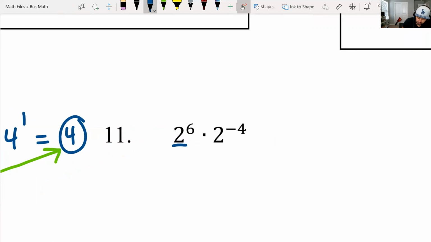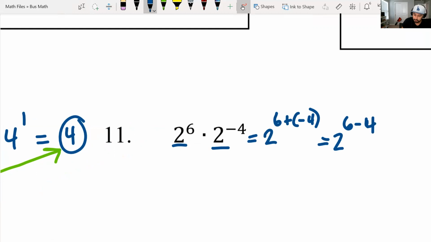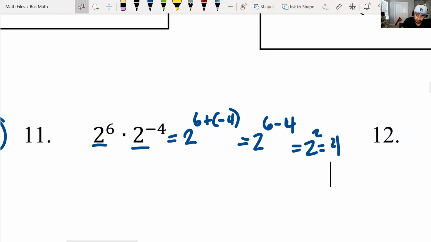2 to the 6 times 2 to the -4. Same base. You will add your exponents. This becomes 2 to the 6 plus -4, or 2 to the 6 minus 4, which will be 2 squared, which happens to be 4. Okay, that's one way of handling it.